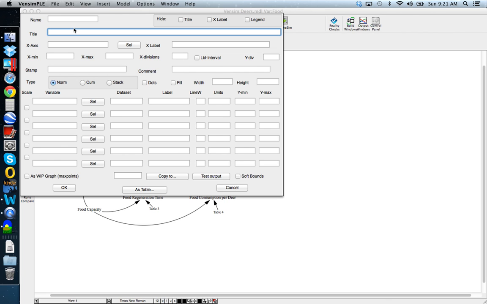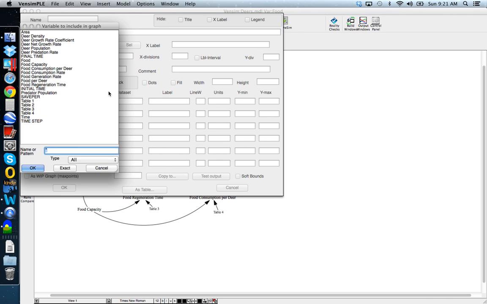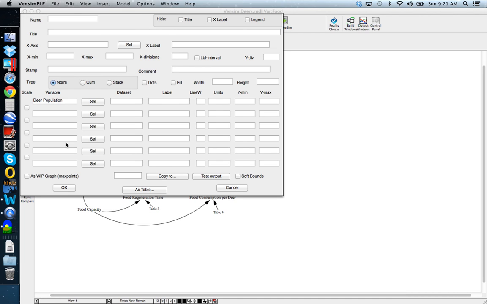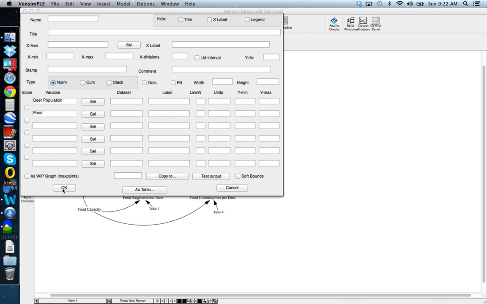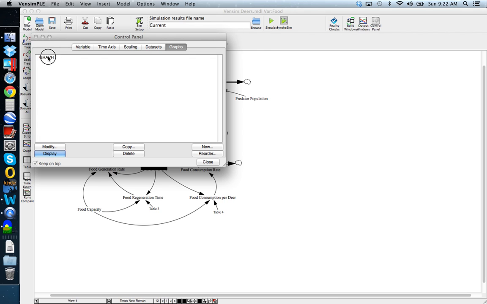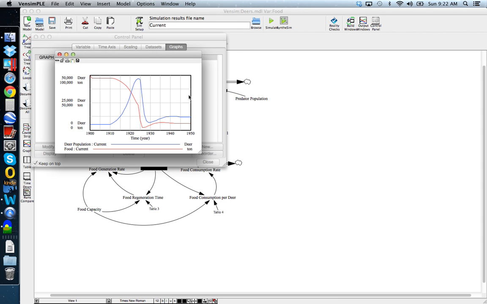You can click here on New, and then you can define a graph with the name and the title, and then here you can actually select the variables you want to plot. So if you want to plot together food and deer population, you would select deer. Here you would select food. I could have done it the other way around. I won't put a title just to keep the video short, but you can do that. And then I'll just display it, and then you have it right there.